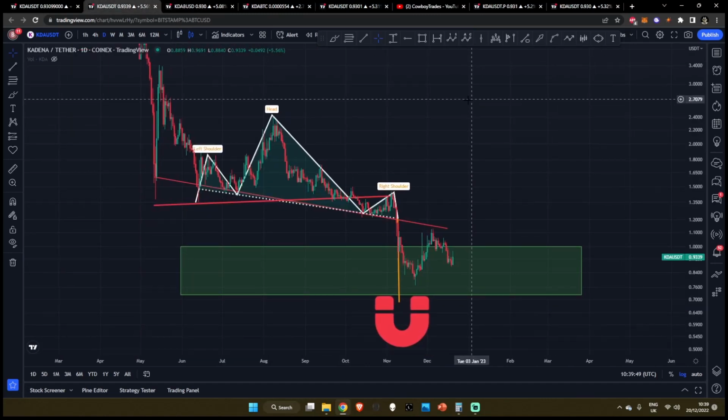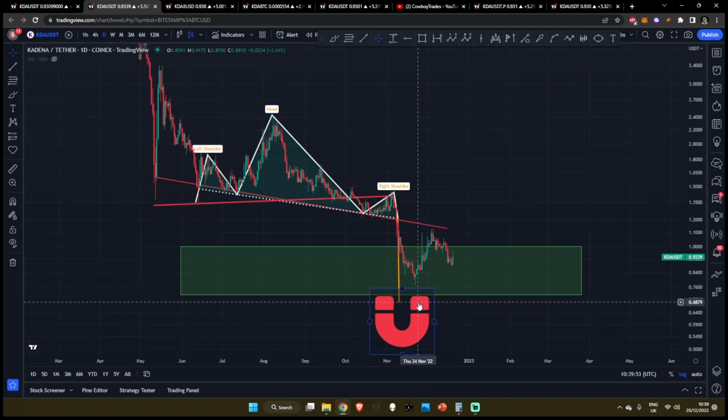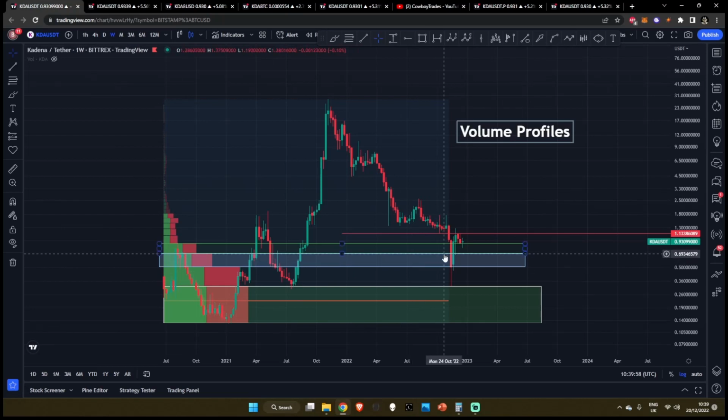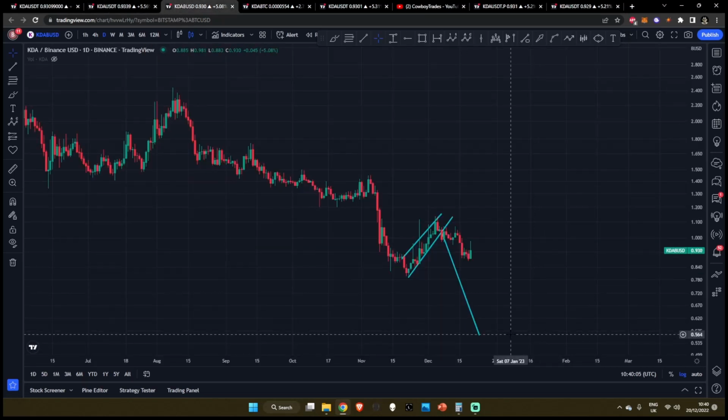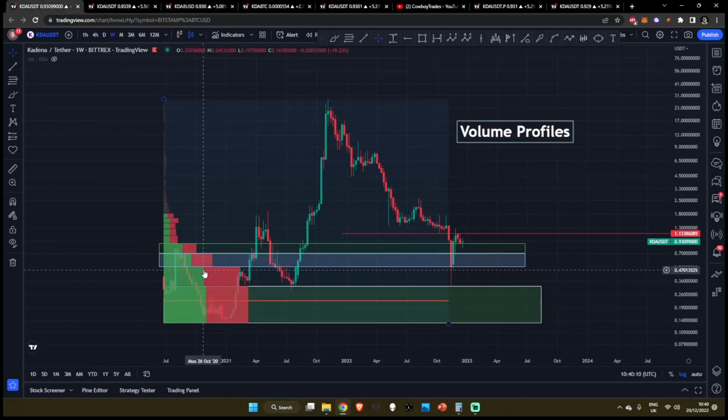Over on the daily time frame, we talked about this brutal head and shoulders with a price target all the way down here. Once again, 69 cent. There's a lot of confluence down here. There's volume profiles, there's previous data traded, there's this price target of this head and shoulders pattern, and also we have a bear flag pattern down to about 56, which is a little bit lower than the previous one. Volume profiles around about 51.